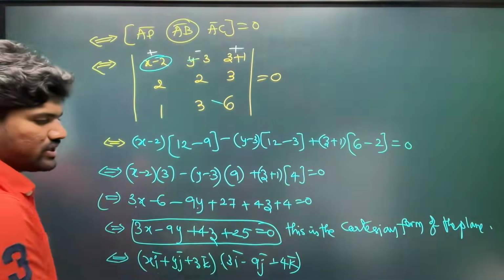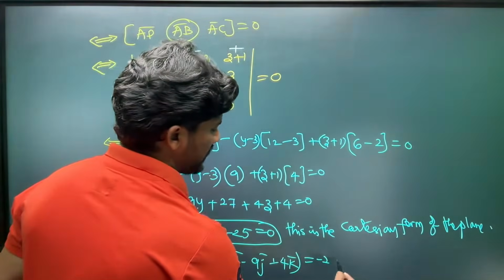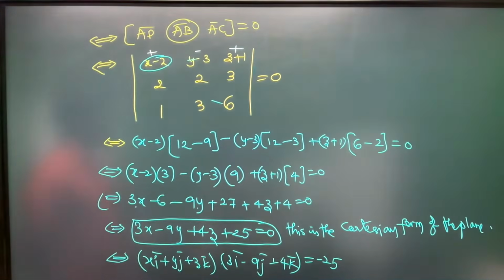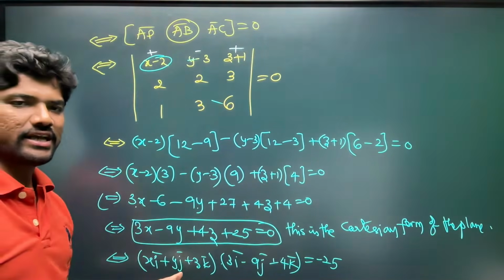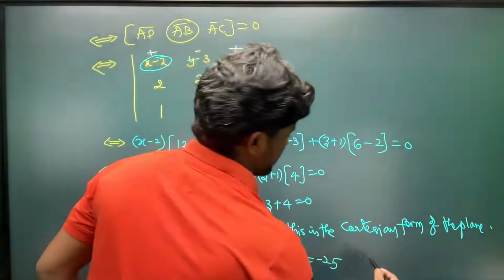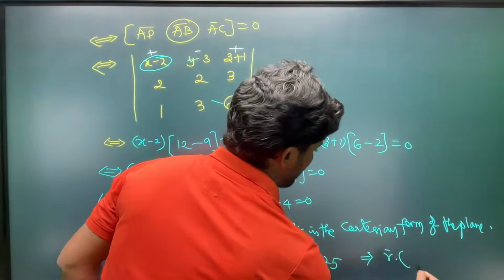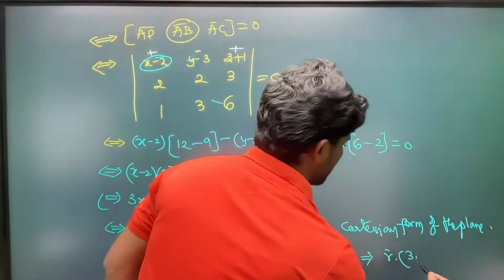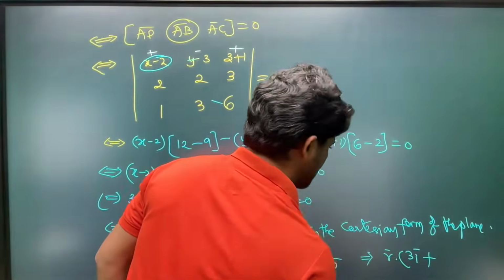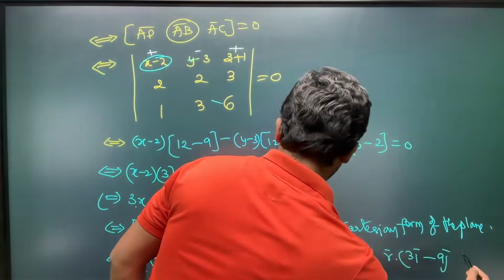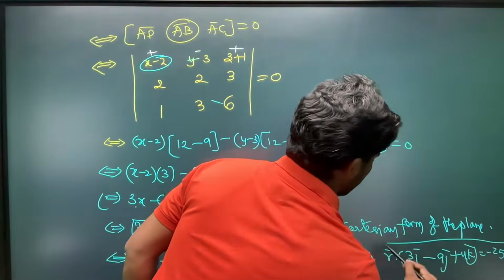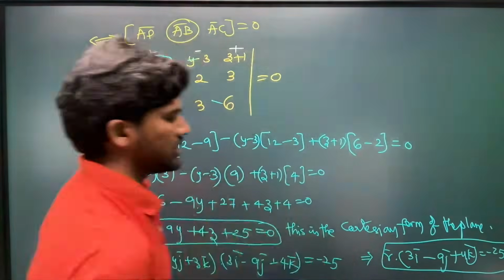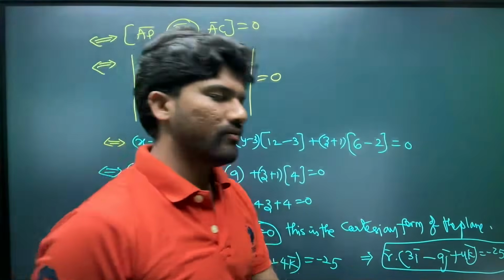So then what about this 25? Send this 25 value to the RHS, minus 25. Clear? Okay. So this one, XI bar plus YJ bar plus ZK bar is small r bar. So therefore finally, r bar dot (3I bar minus 9J bar plus 4K bar) is equal to minus 25. Okay, so this is also called the vector equation.